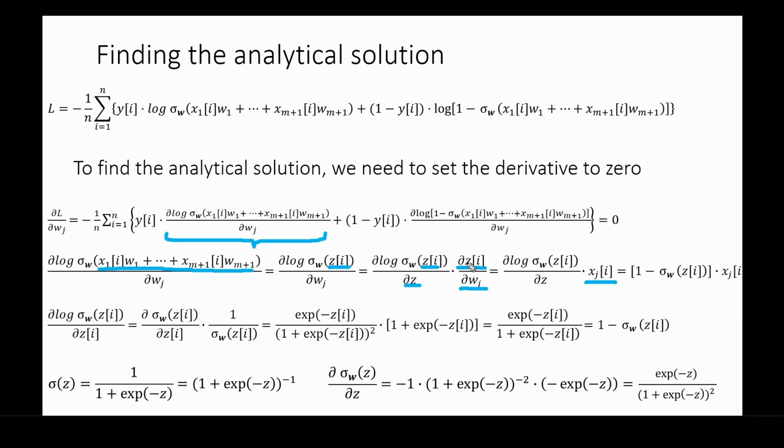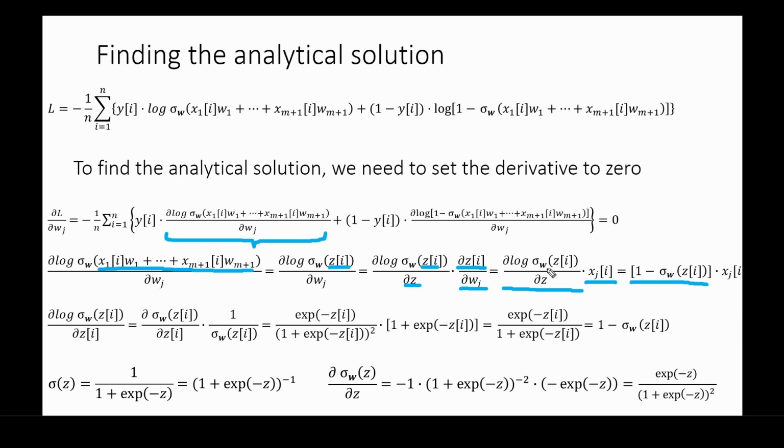This is because this z is simply a linear combination of x times w. So the partial z over partial wj will remove all the terms except the term of xj times wj. And then the derivative of xj times wj is simply xj. Now we need to solve for this partial derivative of log of sigmoid of z with respect to partial z. That is equal to 1 minus sigmoid of z.